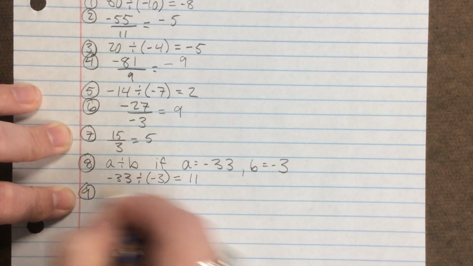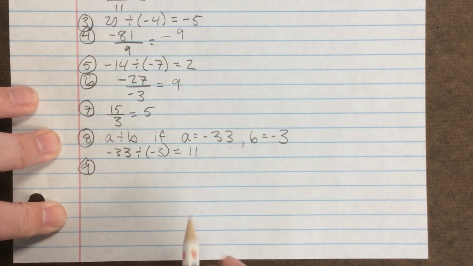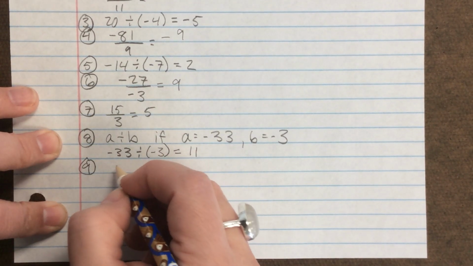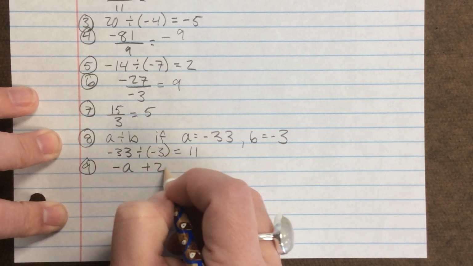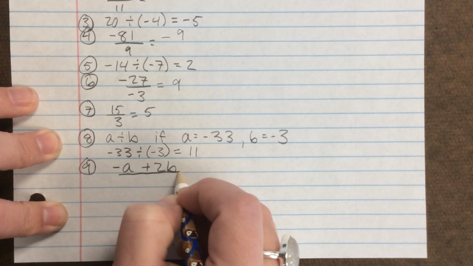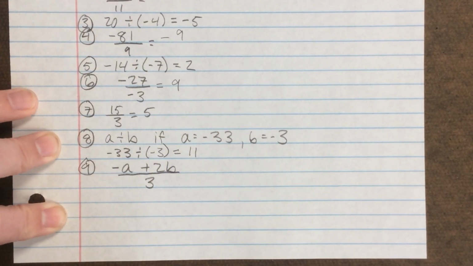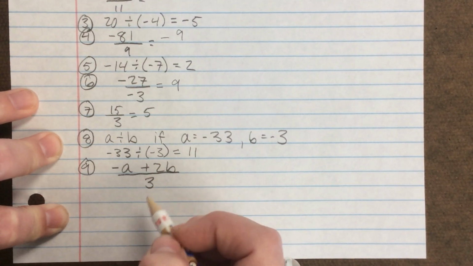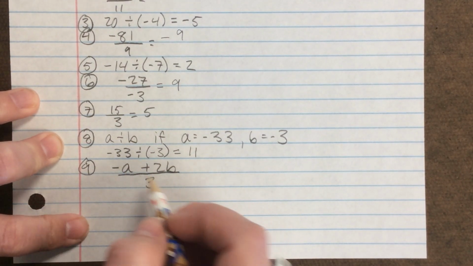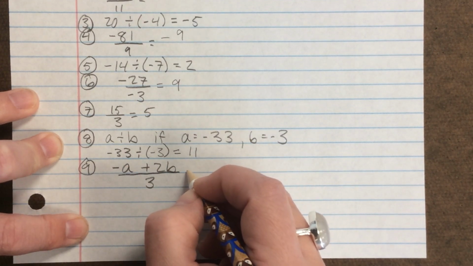Number 9, we're going to use these same A and B, but this time we're going to do one even more complicated. We're going to do negative A plus 2B all over 3. So remember, when you have a number next to a variable like that, it means multiplication. So this one we're going to have to do order of operations first. You want to do all of the math you can up top first before we do the division.